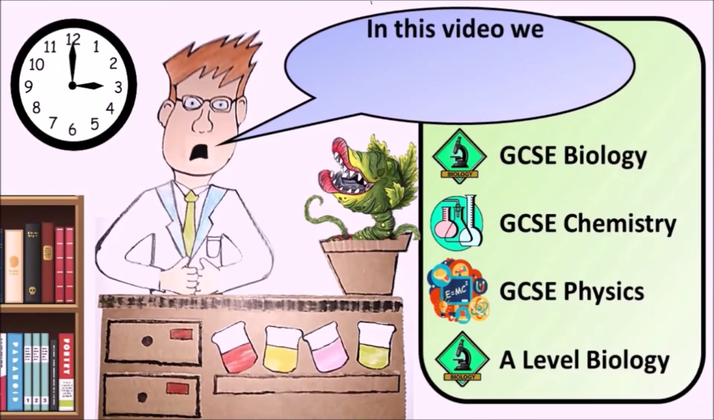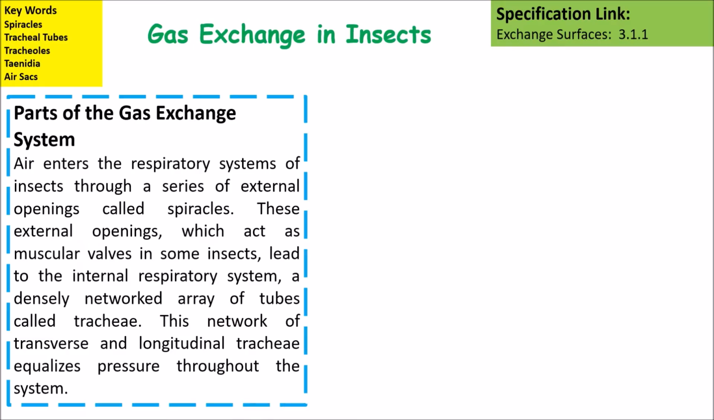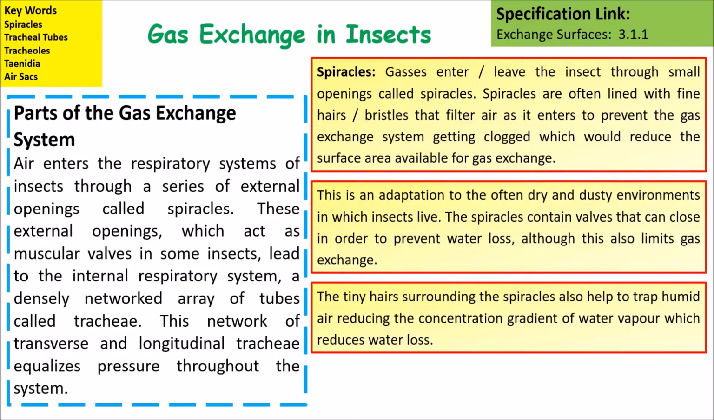In this video, we will look at gas exchange in insects. One of the key things to think about is that gas exchange systems in insects are very different to how they are in humans. There are some key things that make them especially different, primarily the fact that they don't have lungs.